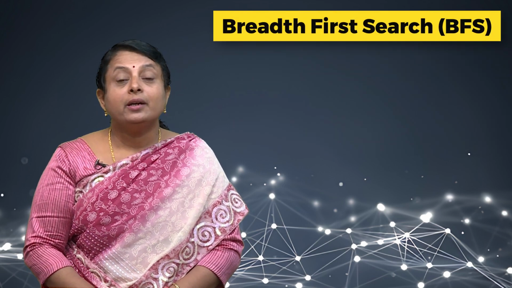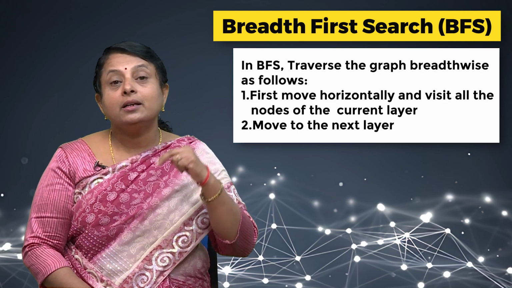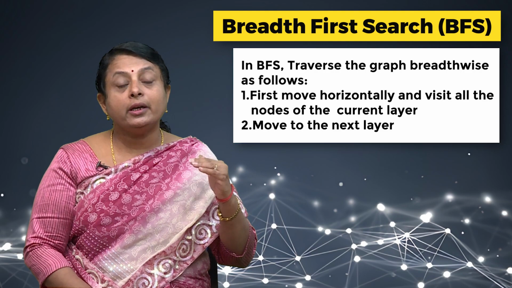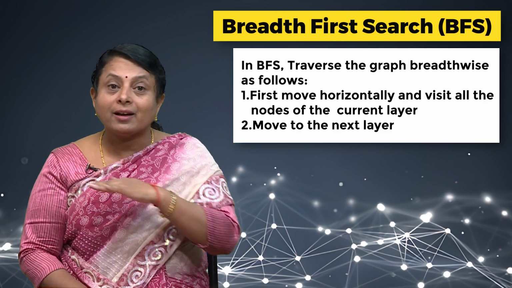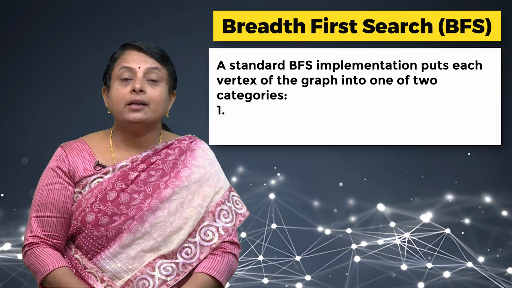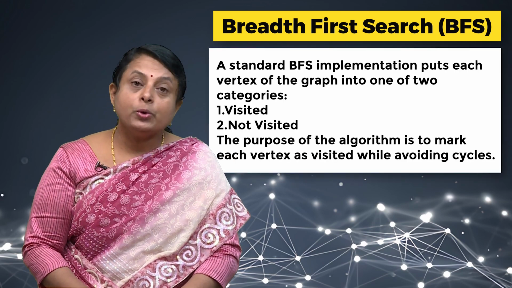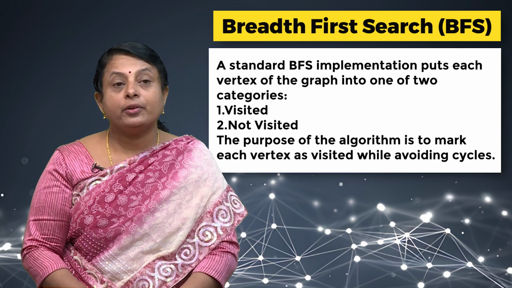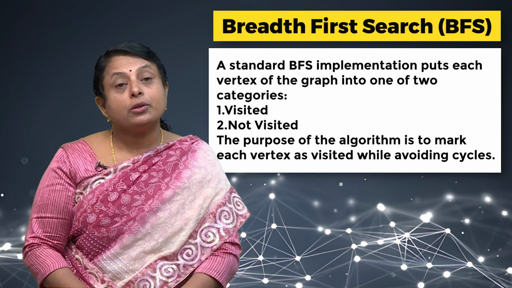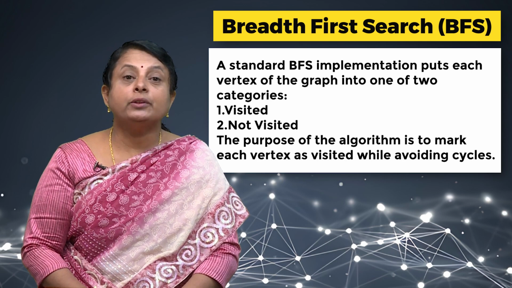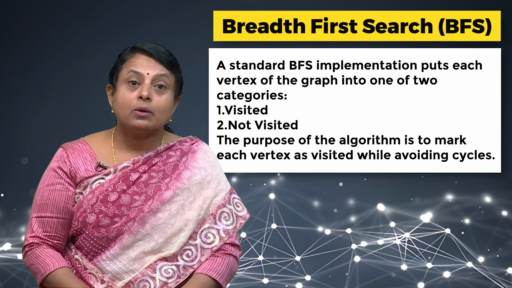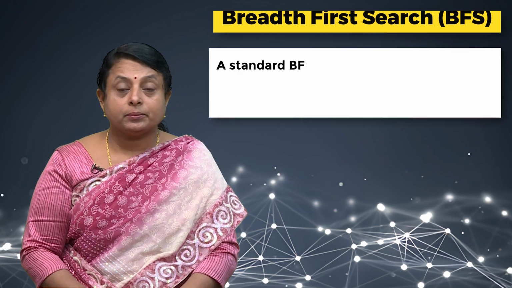In BFS, traversing the graph is done breadth-wise as it follows: first, move horizontally and visit all the nodes of the current layer, then move on to the next layer. A standard BFS implementation puts each vertex of the graph into one of two categories: first, visited; second, not visited. The purpose of the algorithm is to mark each vertex as visited while avoiding cycles.